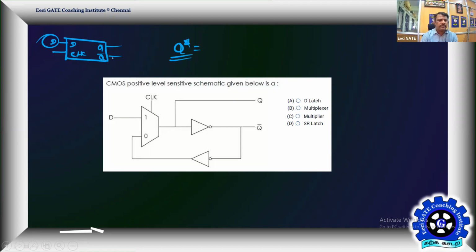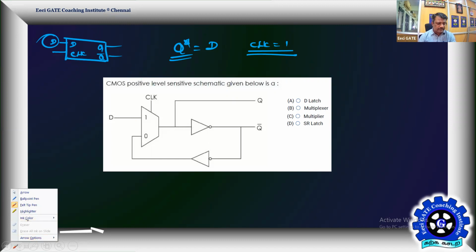The next state of your D latch is equal to D whenever the clock or enable is equal to 1. That is the concept of your gated D latch or enabled D latch. So then we'll have a small check.